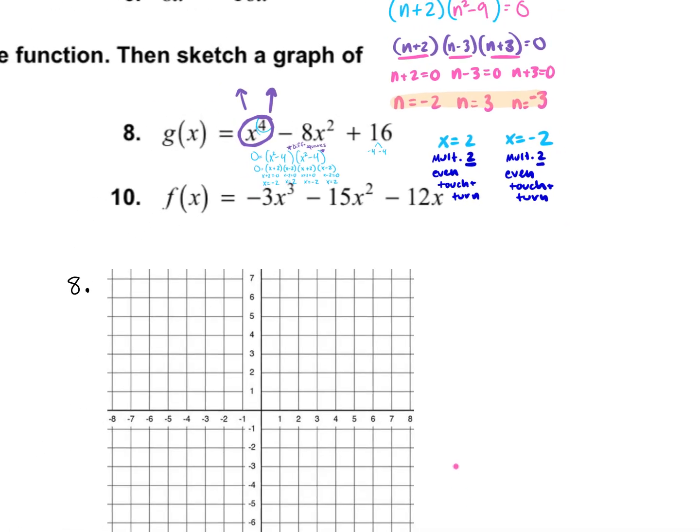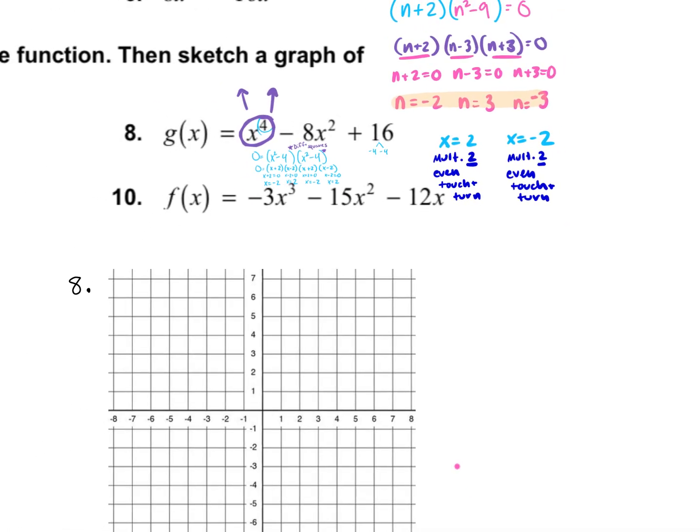So I'm going to put my points on the graph. I have a point at -2 and a point at +2. And then I'm going to put my end behavior, the arrows. So out of my point farthest to the left, I have an arrow that goes up. And out of the point farthest to the right, I have an arrow that goes up.